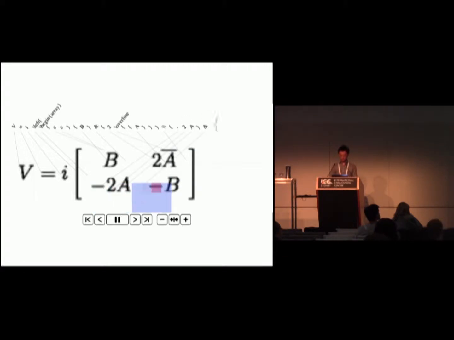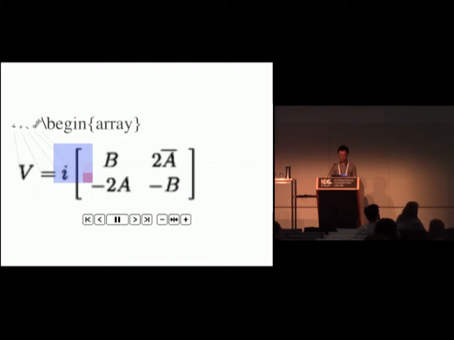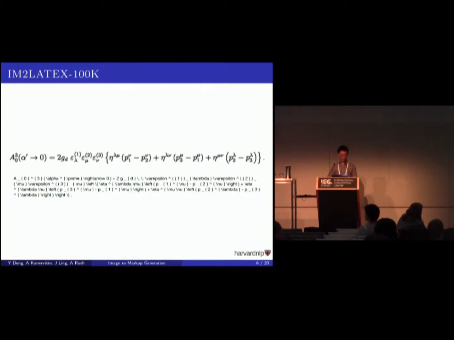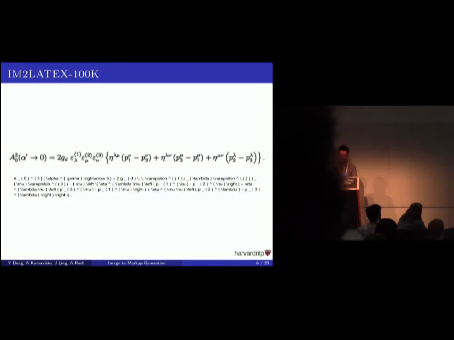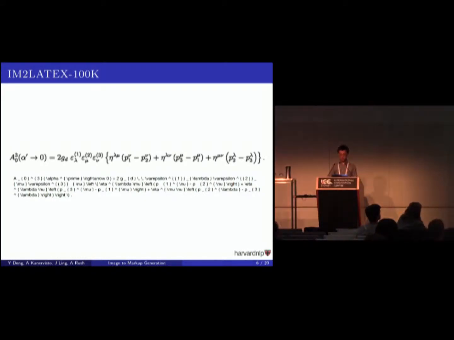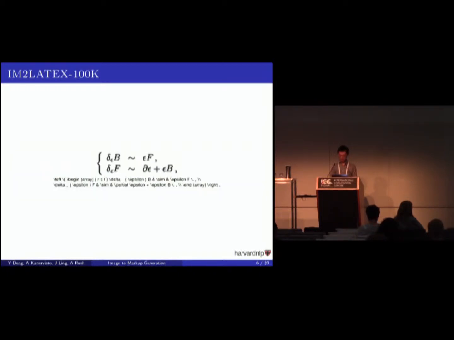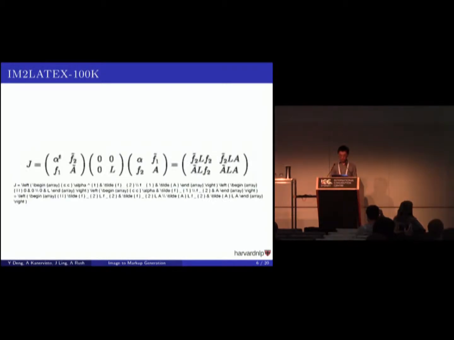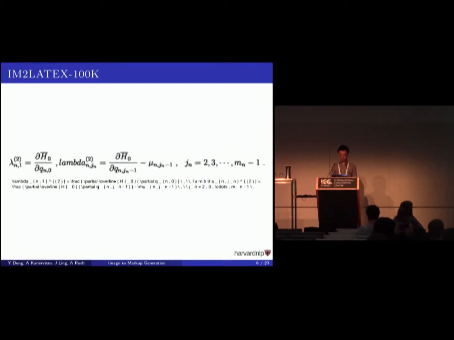So in order to solve this task in a neural way, we have to construct a large enough data set to support training a model. So we construct a data set, image to LaTeX 100K. Here are a few examples taken from our data set. So basically the data set consists of images paired with the LaTeX formulas. The data set is quite challenging. It consists of subscripts, superscripts, large brackets, arrays, as well as fractions.